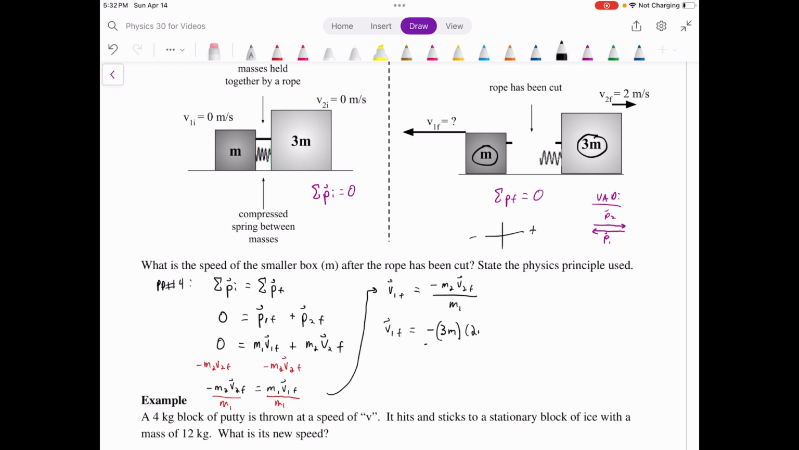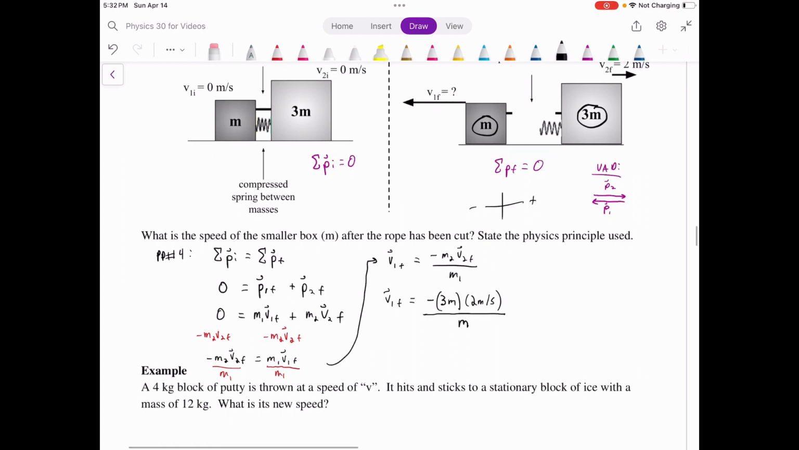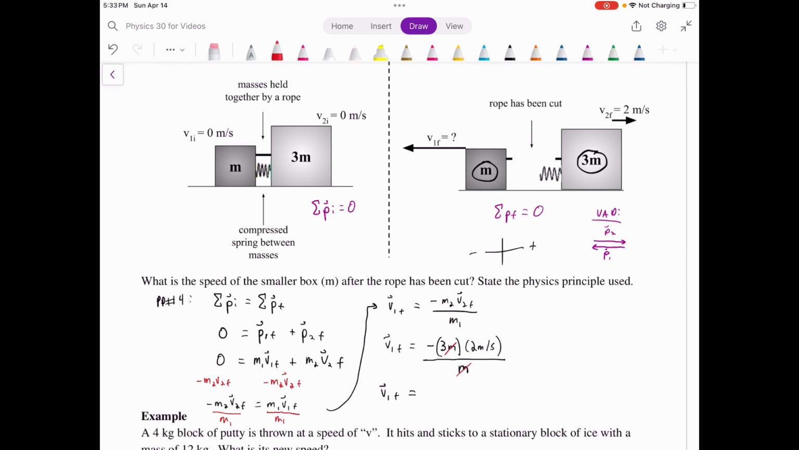So positive 2 meters per second is object 2's final velocity divided by mass 1. Again, we don't have a number, but we're told it's just some mass m. Okay, and look at this. V1 final is therefore equal to... well, we don't know what this value m is. Could be 10, could be 100, could be 0.1, but it still cancels out because we just know that this is 3 times as massive as this one. So for momentum to be conserved, it's the ratio of these two that ends up being important.